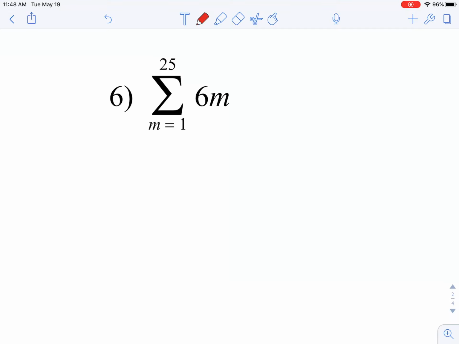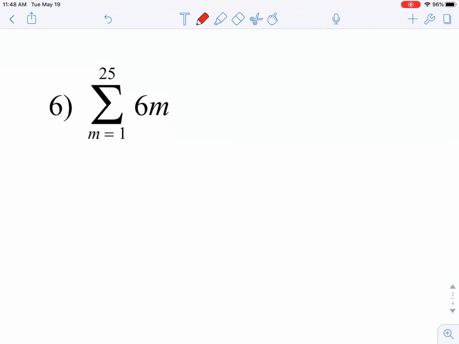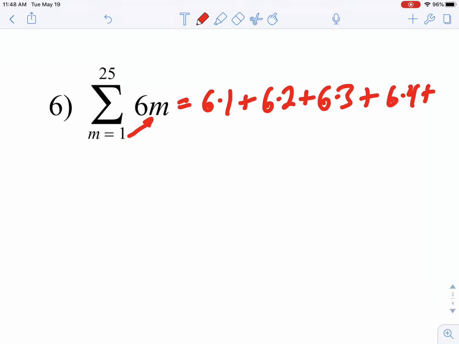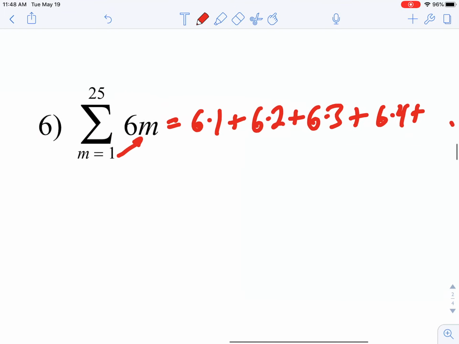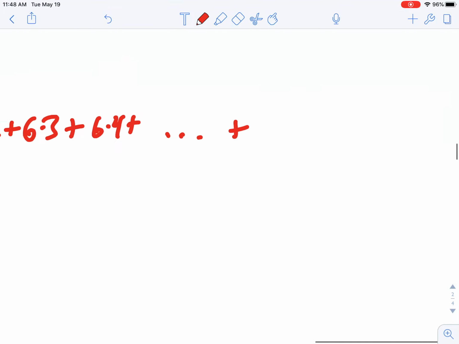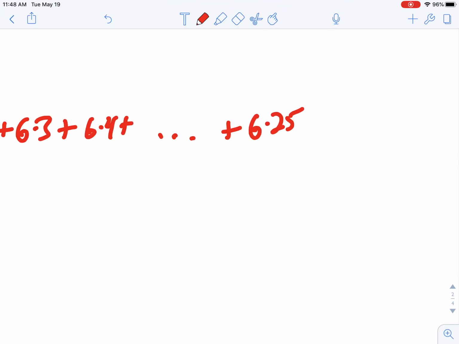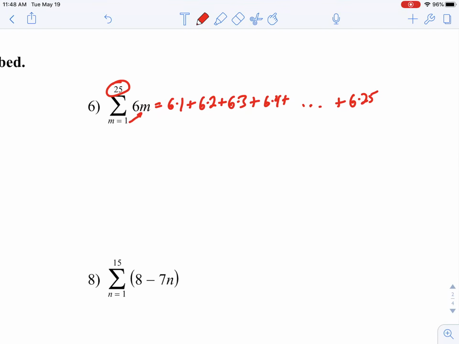Now number 6, if we wanted to expand this, and we really don't, but I just want to do this to try and help you understand sigma notation. What this means is I have to plug in a 1, then put a plus sign. Then I need to plug in a 2, plus sign. Then times 3, plus sign. Then times 4, plus sign. And I have to keep on doing this until I get to the end where I've plugged in 25. So there'd be a total of 25 terms there.